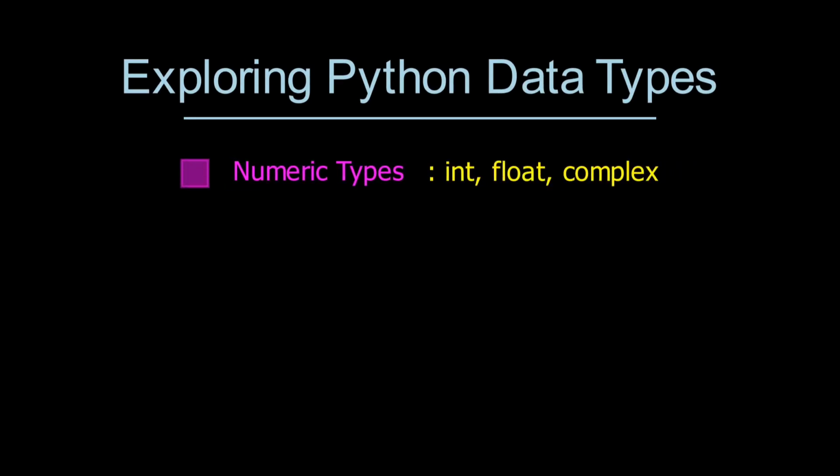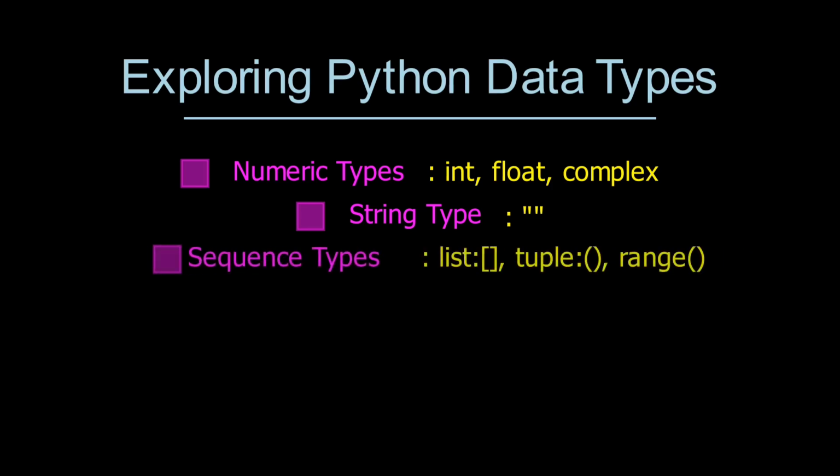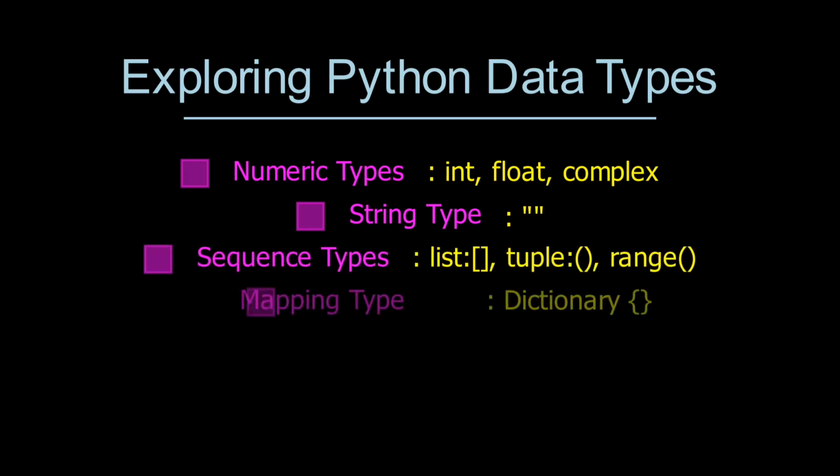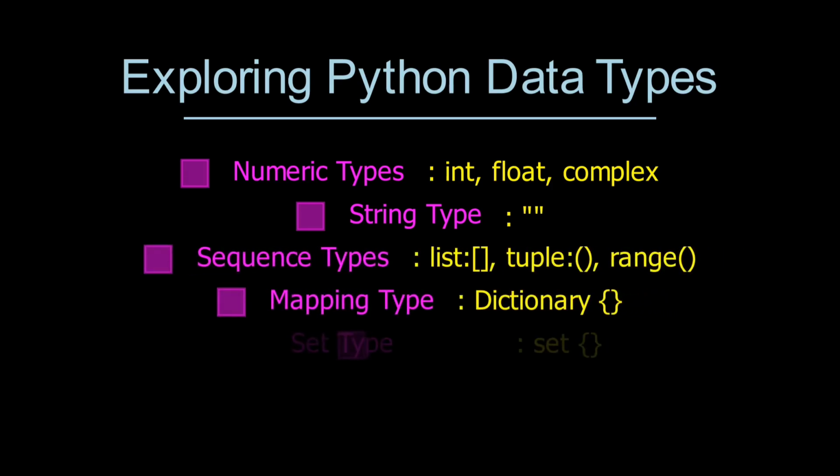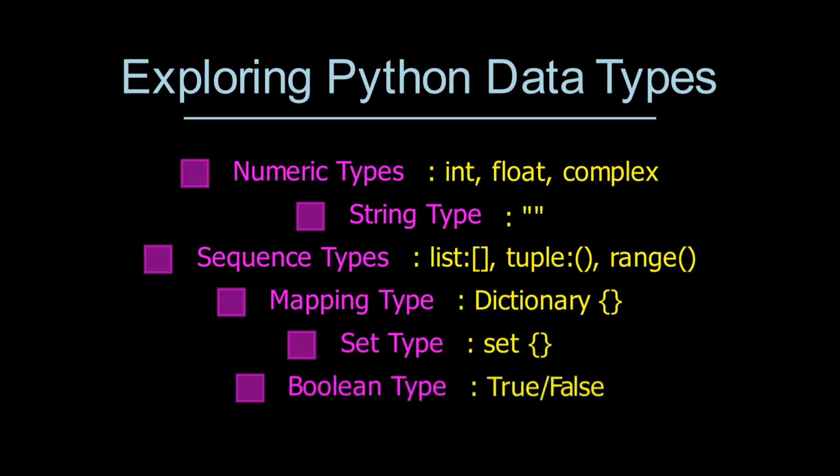In this section, we will explore the Python data types. Let's quickly review what we will be covering. Numeric types for handling numbers, string type for working with text, sequence types like strings and tuples, dictionaries for key-value pairs, sets for unique collections, boolean values for logic, and the special None type.